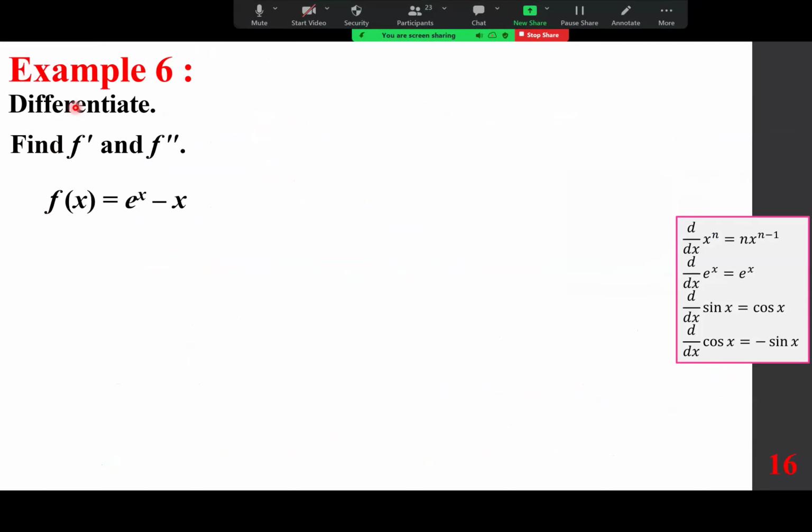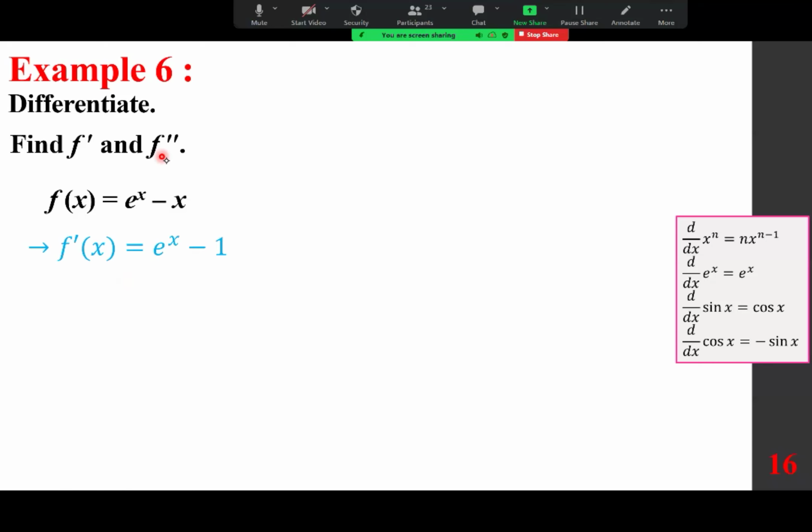Now, differentiate f of x is given e to the power of x minus x. Find f prime and f double prime. So let's go with f prime of x. Simply put, we know the rules. So e to the power of x, the answer is itself. Minus x is minus 1. So f prime of x is e to the power of x minus 1.